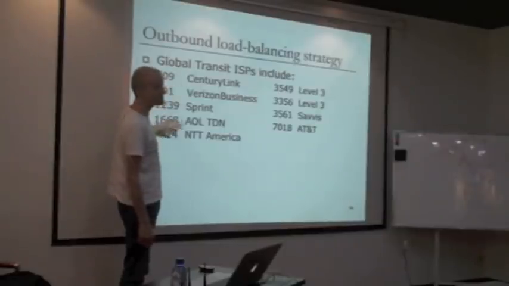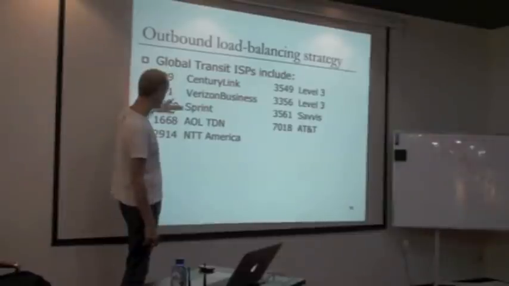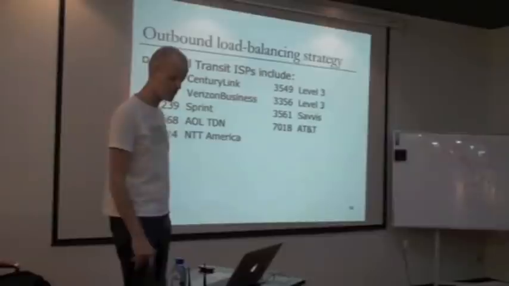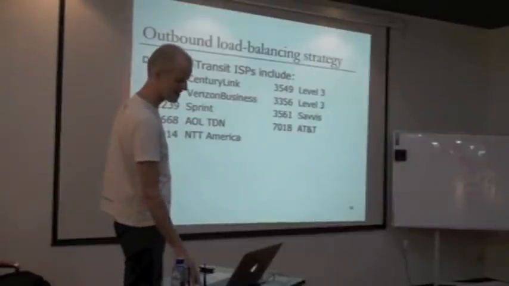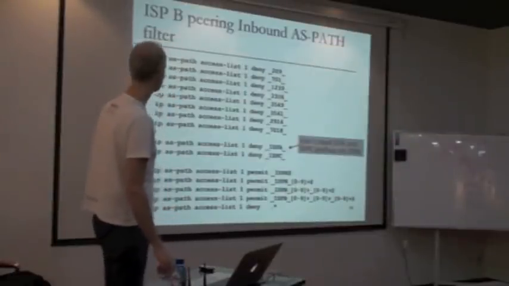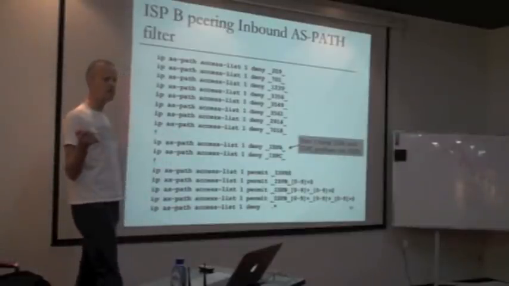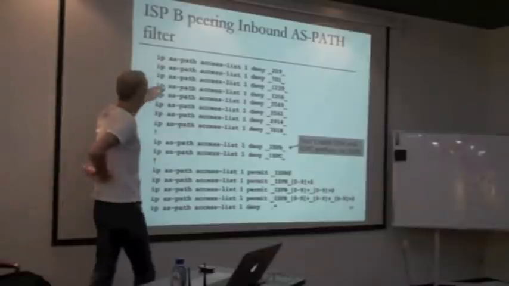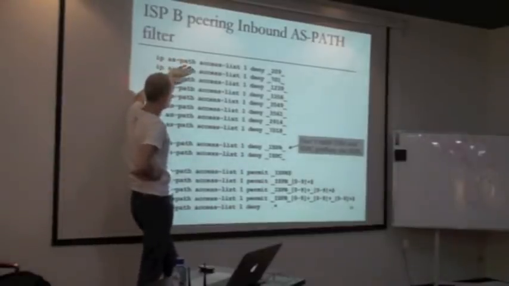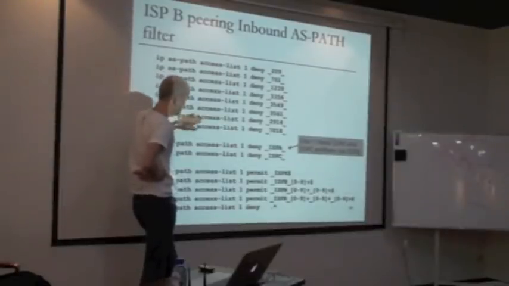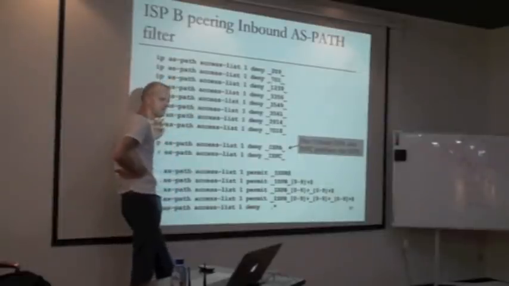So what we're going to do is throw away all prefixes that have these ASs in the AS path. We're going to throw those ASNs away. So this is the filter we have on ISP-B's peering. They send us the full BGP table. We throw away AS209, 701, 1239, 3356, 3549, 3561, 2914, and 7018.